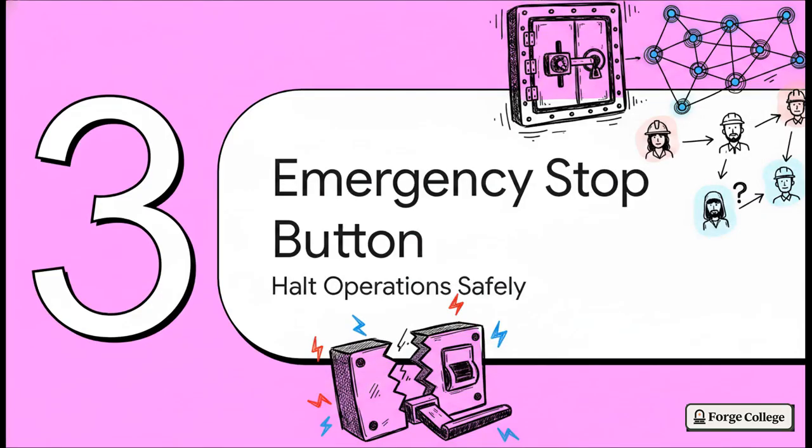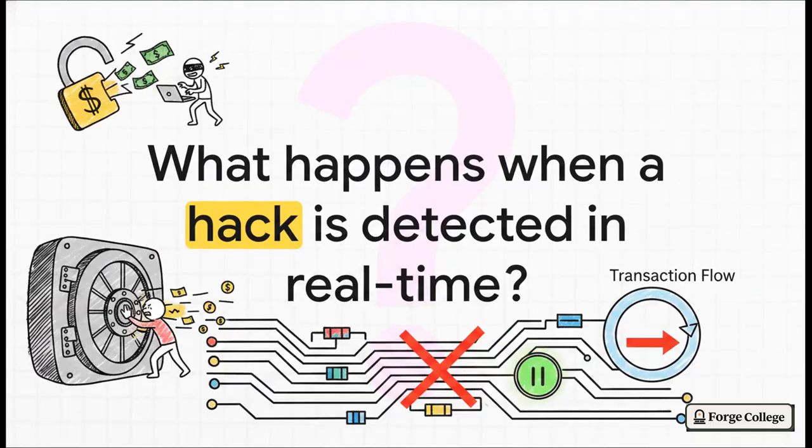Which brings us to part 3, the emergency stop button. Okay, we've got our roles defined, but what actually happens when the pauser needs to do their job? I mean, what happens when a hack is detected in real time? If you don't have an emergency stop, watching a hack unfold is basically like being locked out of your own bank while the alarm blares. You can see the money leaving, but you're completely powerless to stop it.